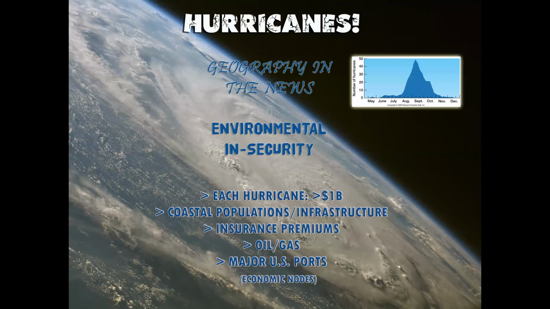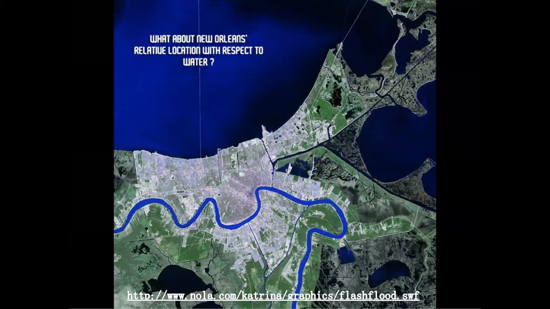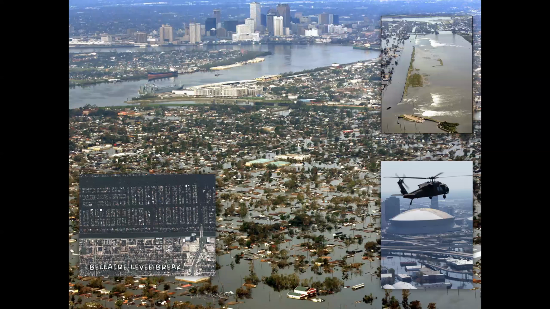Hurricanes, of course, are an environmental insecurity issue. They each, on average, cost about $1 billion, but many of them cost way more than that. They affect everything from coastal populations and infrastructure to premiums, oil and gas, major ports, the economy, obviously. Katrina still remains the deadliest storm in United States history, costing $250 billion. And again, it affected New Orleans significantly. That's what New Orleans looked like. About 80% of the city flooded.